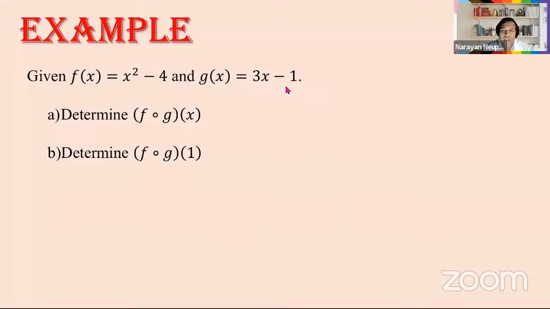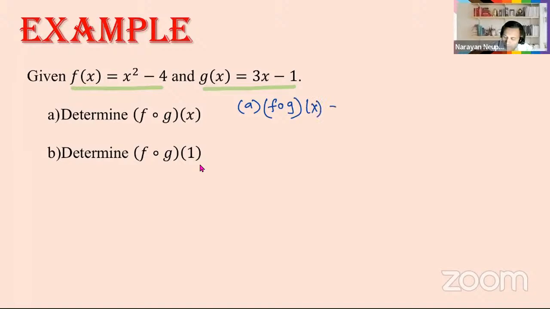Here is the next one. Here also two functions are given: f of x, which is given here, and g of x, that is given here. We are asked to determine the composition f o g of x, and also to evaluate that composition at 1. So the first one, in part A, we have to find f o g of x.